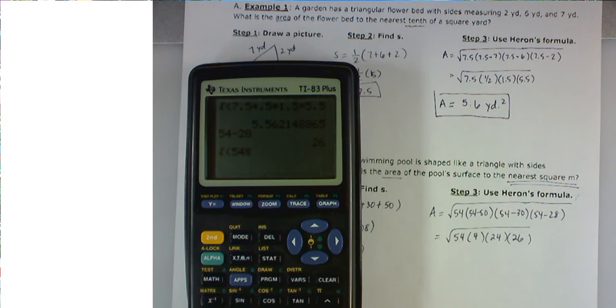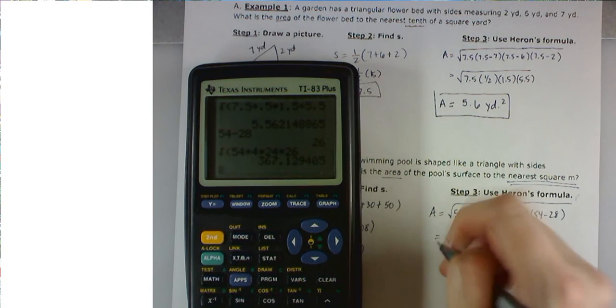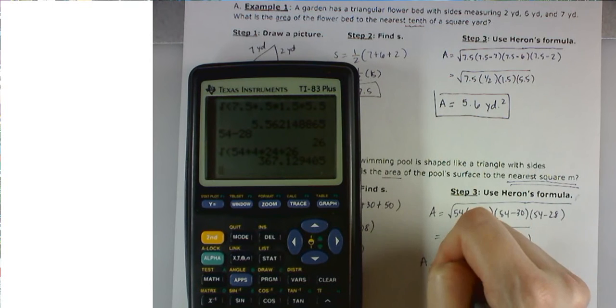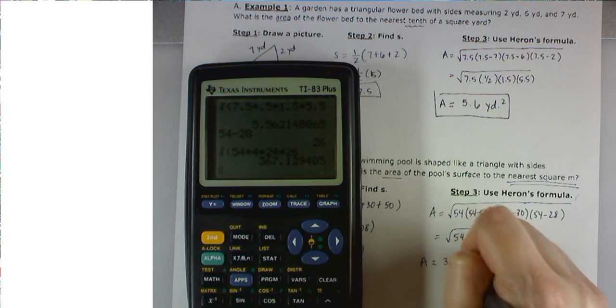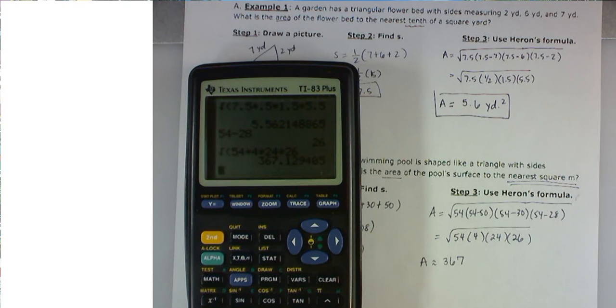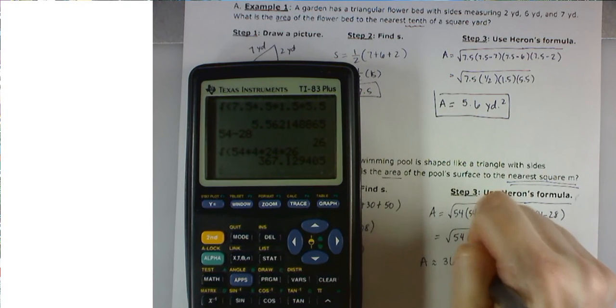Now this time it says to round to the nearest meter. So this would be 367, that's the answer, 367 meters squared. All right, and that concludes 10.6.